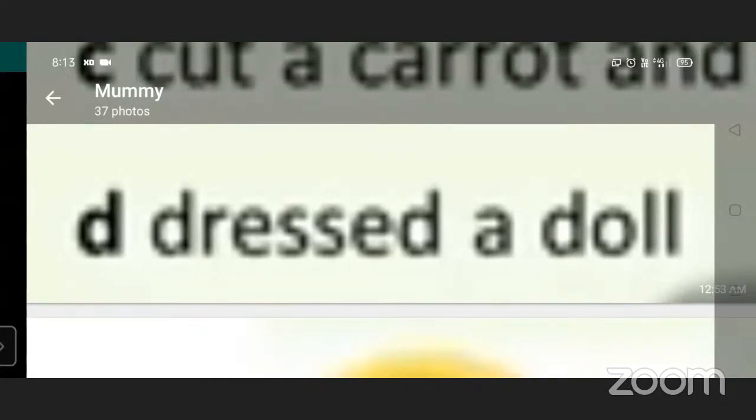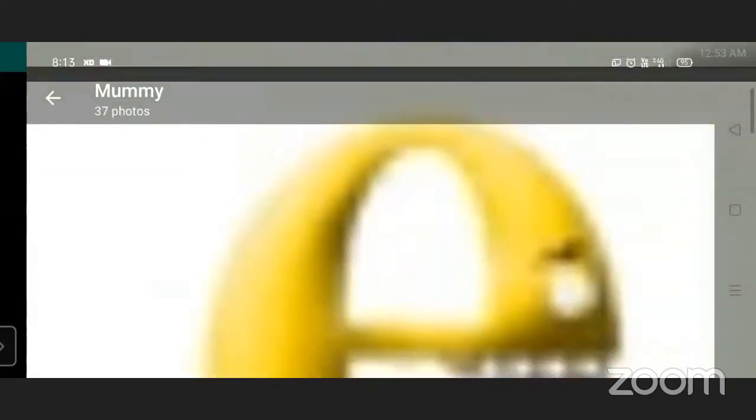E. Yes. Now we see E. E eats something. See, this is an egg. E eats eggs. Now F. F is falling down. F falls flat. See, this is the letter F.